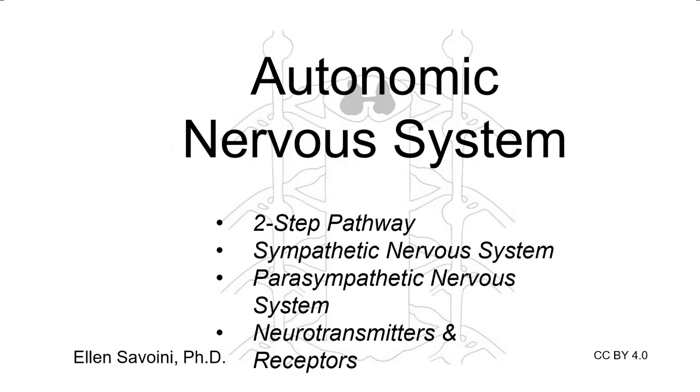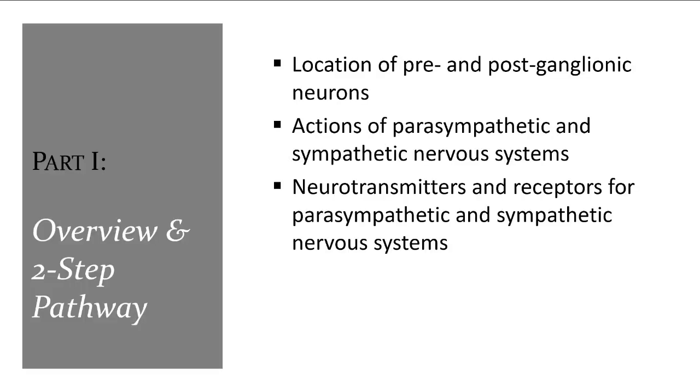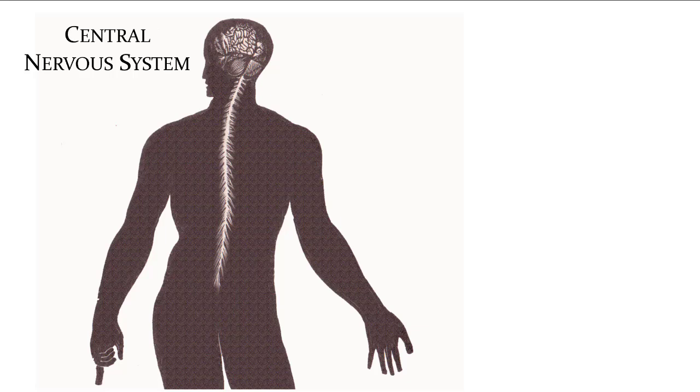The autonomic nervous system. There are 4 parts that we will go through. The first part is just a general overview and understanding the basic structure, which is known as the 2-step pathway.